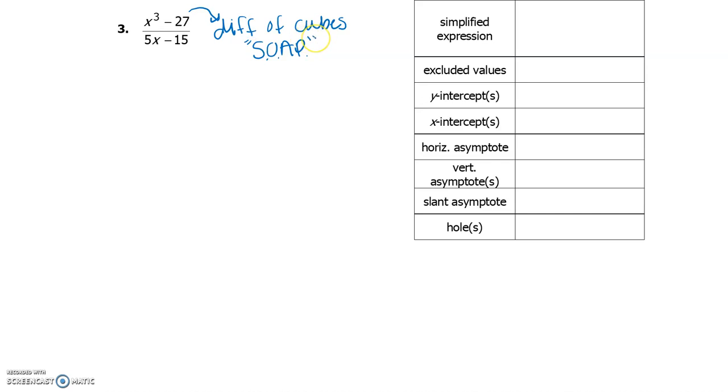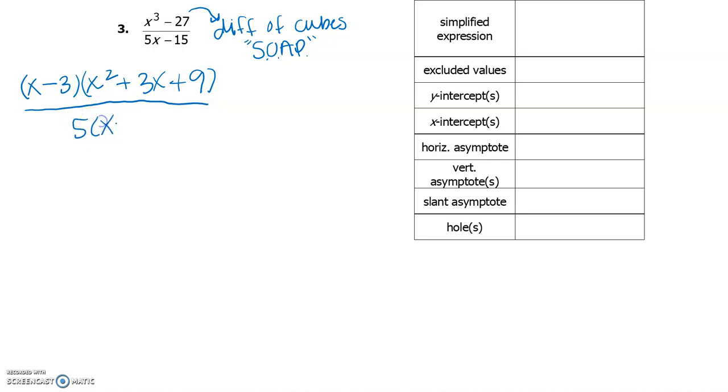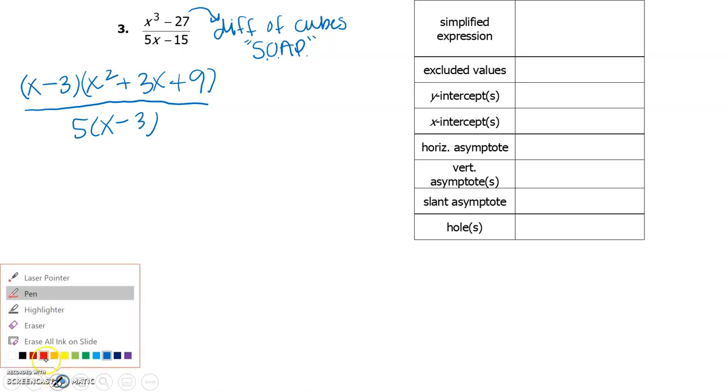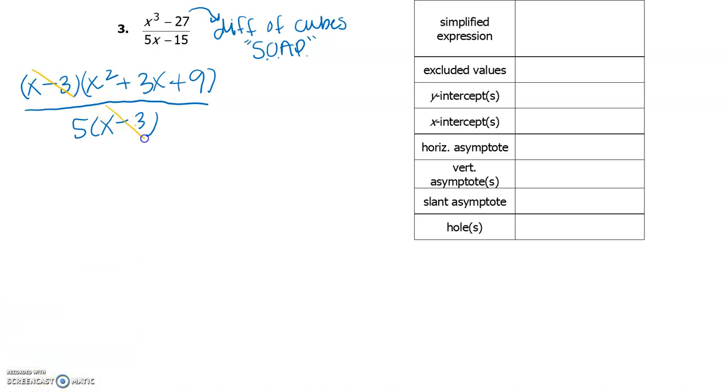SOAP method of factoring. So factoring this one, it's going to be x and a 3. We have x squared and 9 and 3x. And it's same sign, opposite sign, always positive. And then that denominator is just going to have a 5 factored out. So the simplified expression, the x minus 3's cancel, and we have this.